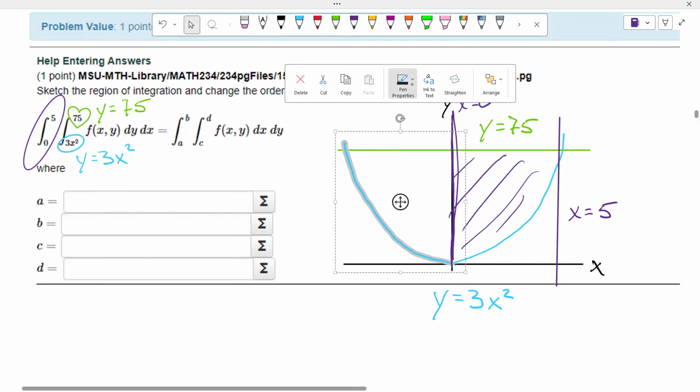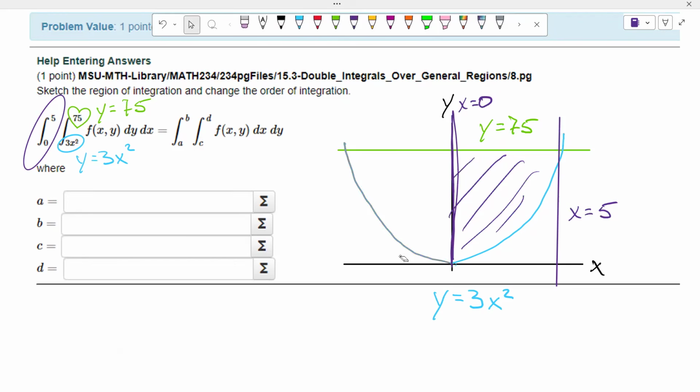I'm going to come over here and gray out the left half of that parabola because it ended up not being necessary. I can see if I try to solve these equations for x, I'll get x equals the square root of y over 3. And I'll get x equals the negative square root of y over 3. But again, didn't need the left half of that parabolic shape, so it's out. That leaves us where? Finding our new limits.